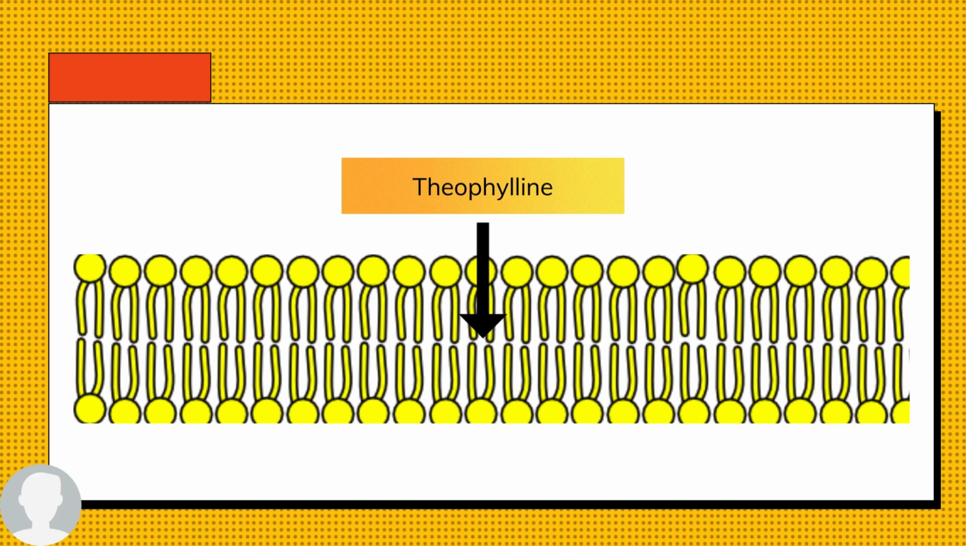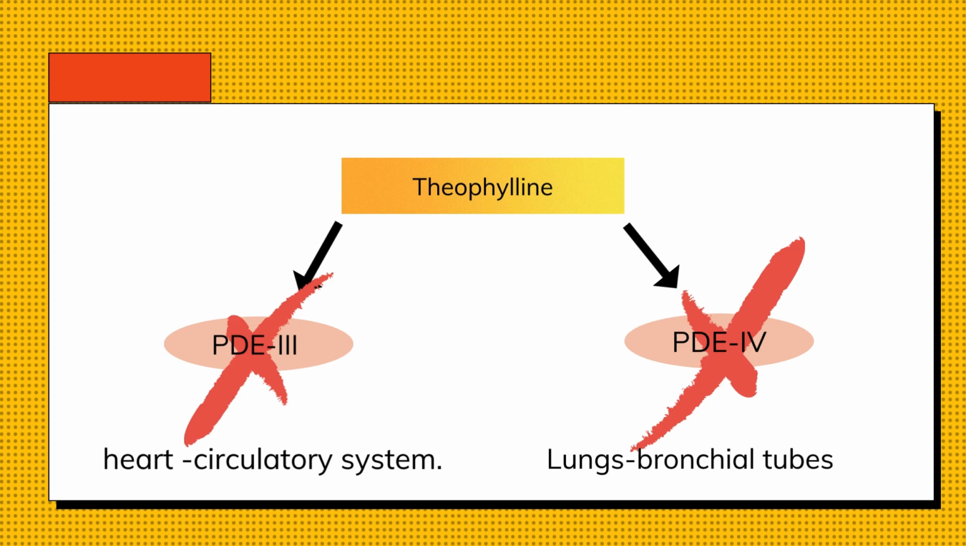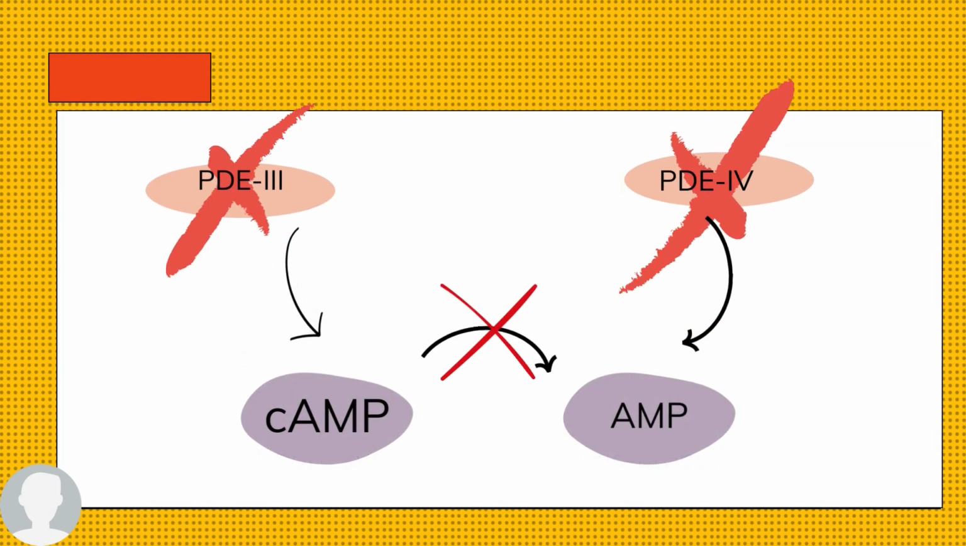Moving on to its mechanism of action, or how it affects the body. Once theophylline, which is the active ingredient of aminophylline, crosses the lipid bilayer of the cell, the theophylline molecule directly affects the phosphodiesterase enzyme. It inhibits the phosphodiesterase enzyme, particularly phosphodiesterase 3 and phosphodiesterase 4, which are located in the heart and lungs. The inhibited phosphodiesterase enzymes prevent the breakdown of cyclic AMP into AMP.